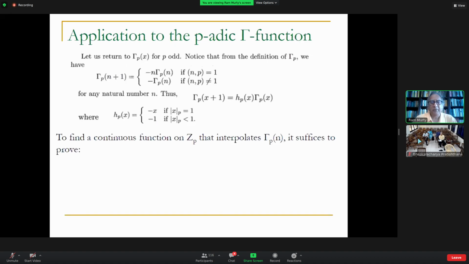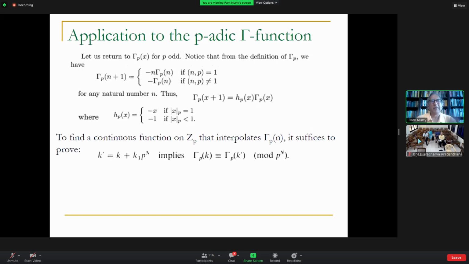And what do we want to do? We want to find a continuous function on Z_p that interpolates these values. So by that theorem earlier, what do we have to show? We have to show that whenever k and k prime are close p-adically, Gamma_p of k and Gamma_p of k prime have to be close also. That's basically what we have to show.